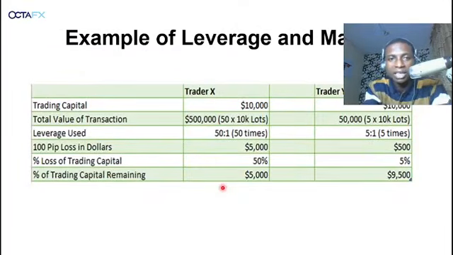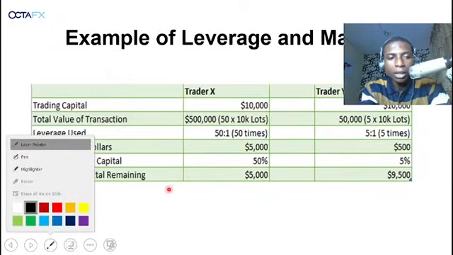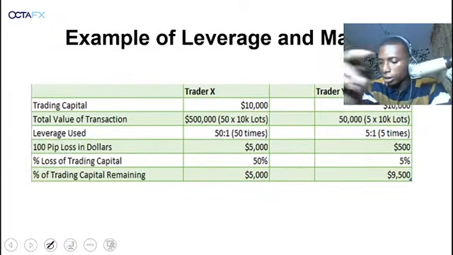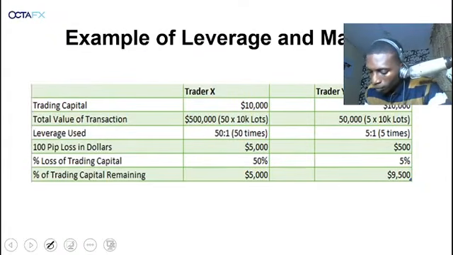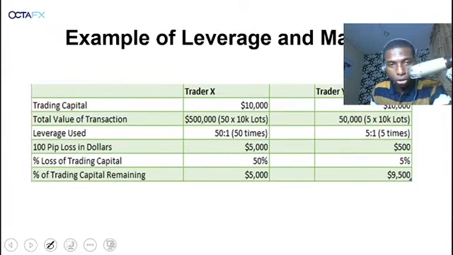So let's take this example of leverage and margin, right? Okay, so imagine, let me get my pen. I'm going to use Kazim and Jacob in my illustration.